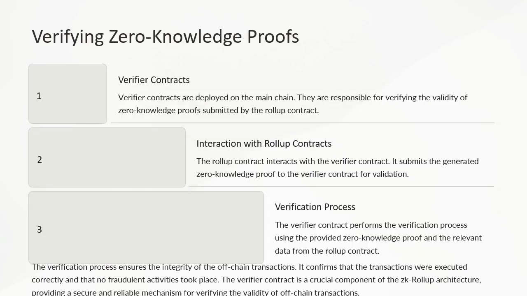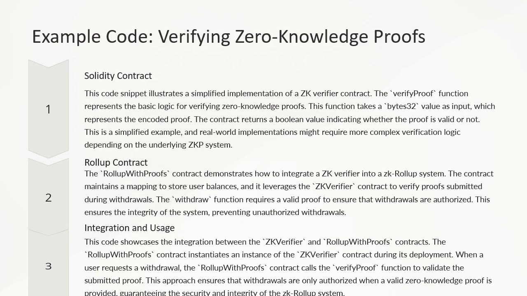Now, verifier contracts on the main chain are responsible for validating zero-knowledge proofs submitted by the rollup contract. The RollupWithProofs contract demonstrates integrating a verifier to ensure that withdrawals are authorized with valid proofs. Let's look at the code for RollupWithProofs. The code snippet will illustrate a simplified implementation of a ZK verifier contract, and the rollup contract demonstrates how to integrate a ZK verifier into a ZK rollup system, and then we will integrate and use it.